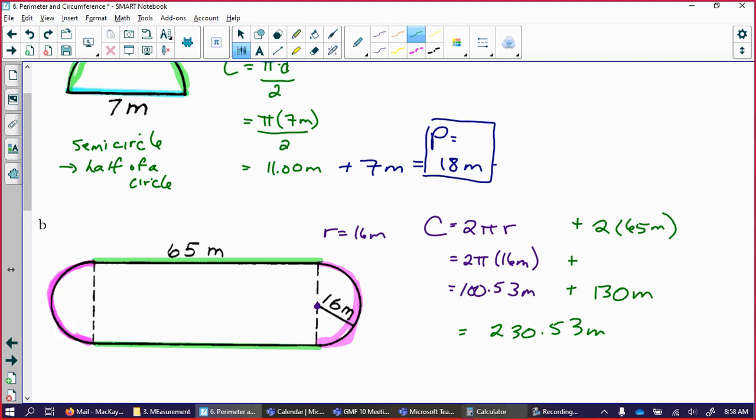The questions, let's give everyone a second, if they need to write things down or are writing things down. So that's kind of it for circles.